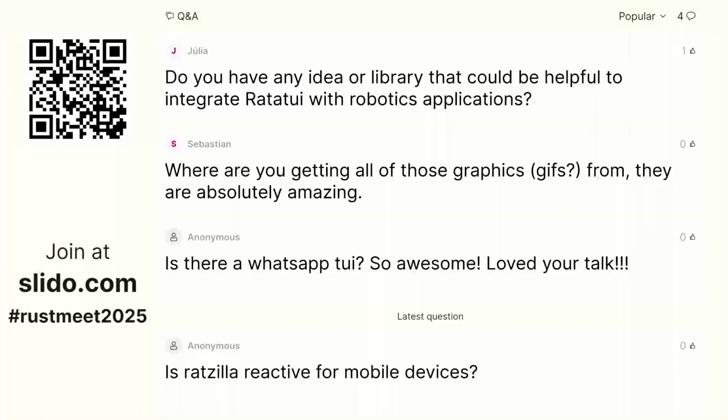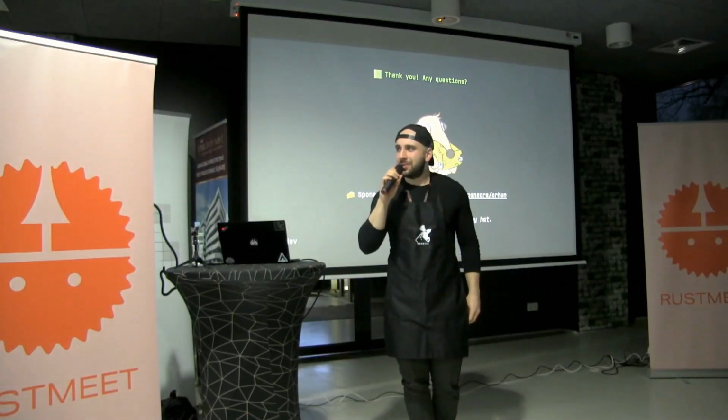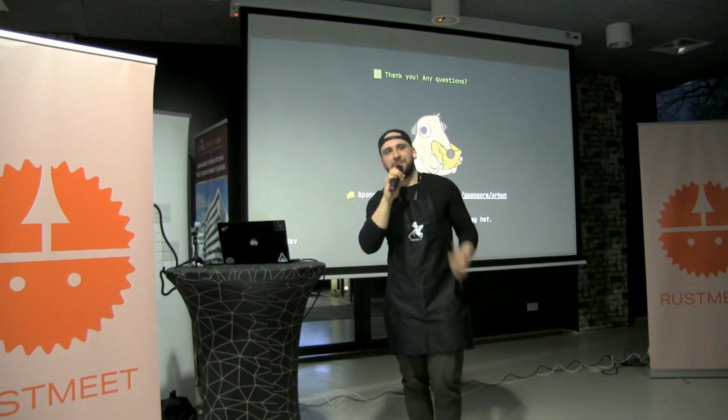The first question is from Julia. Do you have any idea or library that could be helpful to integrate Ratatouille with robotics applications? Thank you, Julia, for the question. I am right now not aware of anything like that, but there's probably some stuff out there. I need to just go to GitHub and search for Ratatouille robotics or something to find it out. I haven't done it myself, so I don't know. We'll check it out.